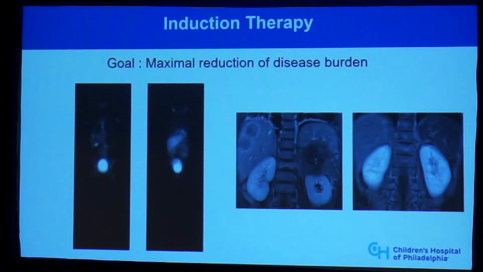So the goal of induction is to take someone with a very significant disease burden, like this patient, with a high Curie score, a substantial primary disease in the liver, and reduce the disease burden using a variety of modalities to where we get to the end of induction, a nice clean MIBG scan, primary completely resected, and liver lesions improving. So how did we get there?